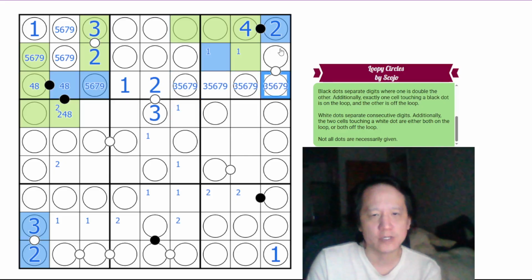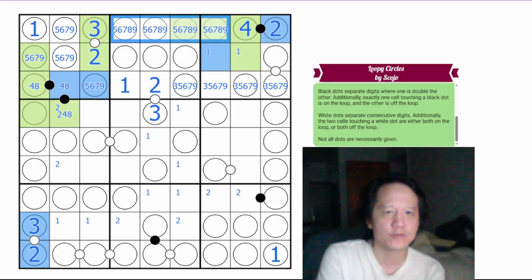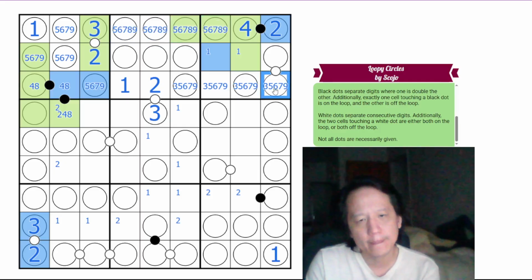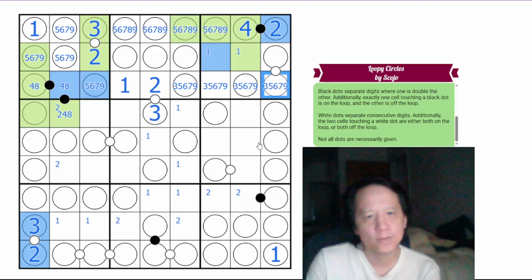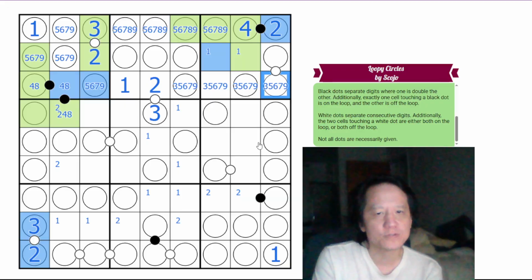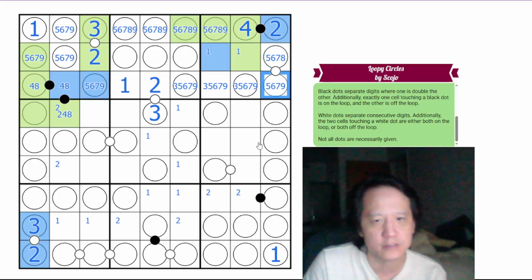3 cannot be here because it would be consecutive with 2 or 4, but we already have a 2 or 4 in the box. These are 5 through 9. So this can't be 3. 5 is consecutive only with 6 here. 6 is consecutive with 5 or 7. 7 can be consecutive with 6 or 8. 9 can be consecutive with 8. So those are the possibilities there.